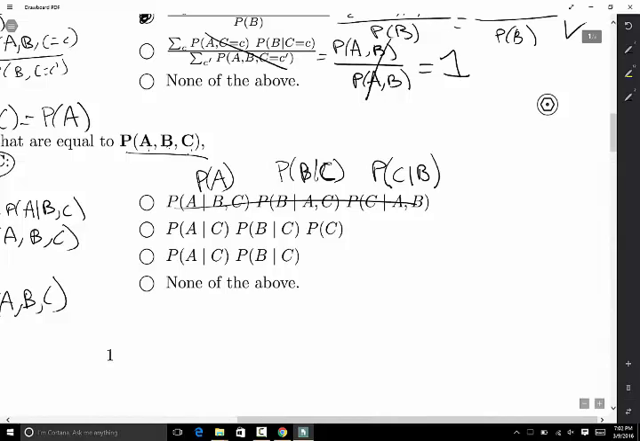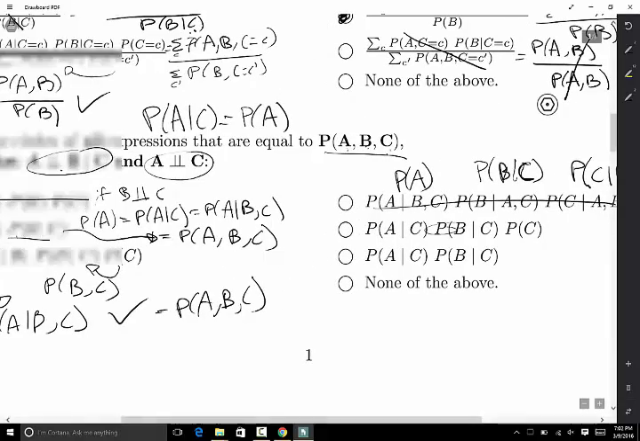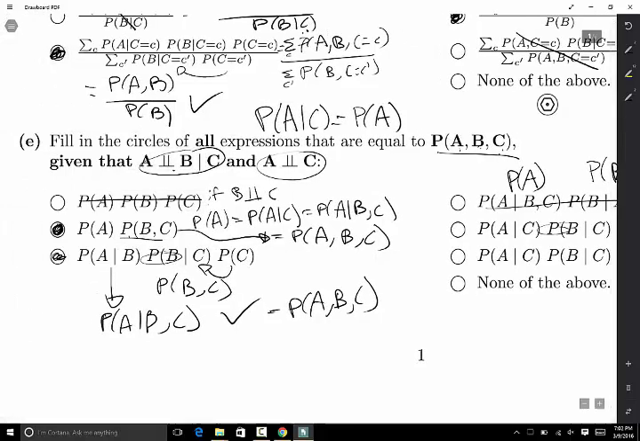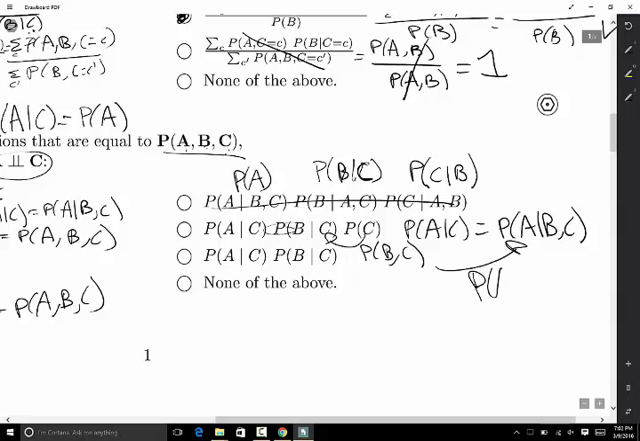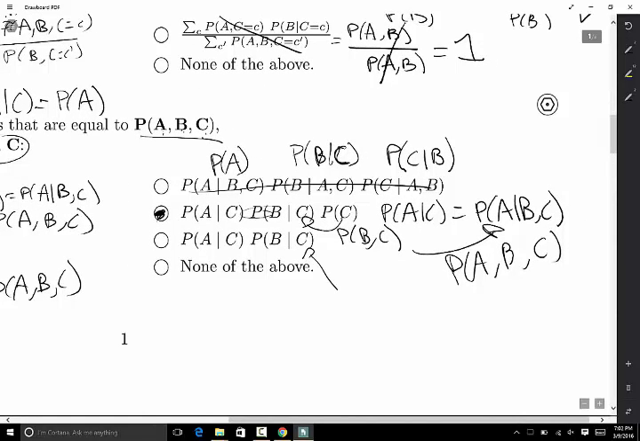Here, this is basically the same as the third option on the previous page. Probability of A given C equals probability of A given B and C. And this chain rules into probability of B and C. So together we get probability of A and B and C. And on the last option, we're missing probability of C.